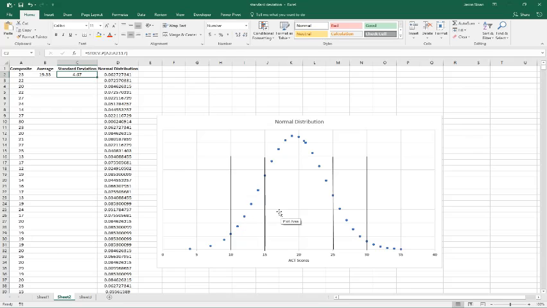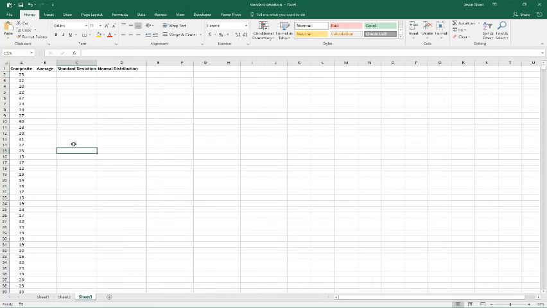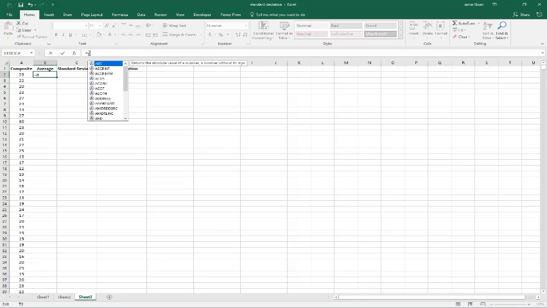So how do we find this? So what I've got are these ACT scores here. And the first thing we have to do is to figure out the average. So we can do equals average.